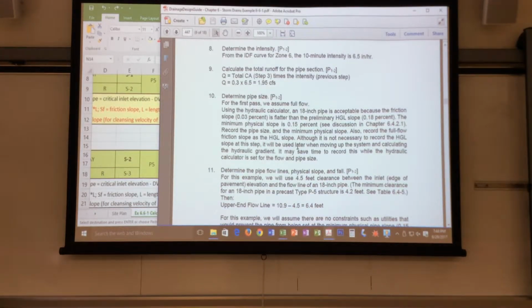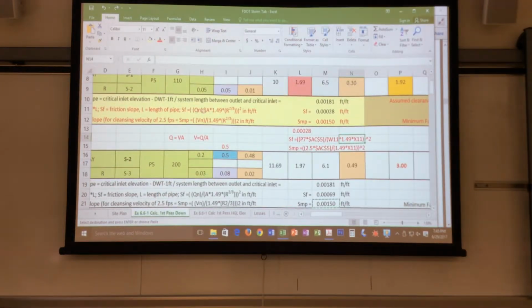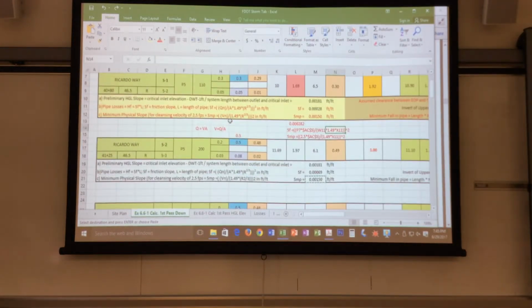It says, although it is not necessary to record the hydraulic slope at this step, it will be used later when moving up the system and calculating the hydraulic gradient. It may save time to record this while the hydraulic calculator is set for the pipe, for the flow and the pipe size. That's why I did all of this. If you look at the final solution on the last page, you don't have all this stuff spaced in there. I did that specifically so I could start explaining and doing the math, and so I don't have to write it down. The computer carries it for me.